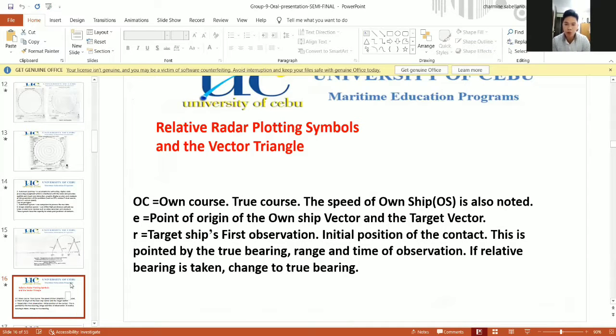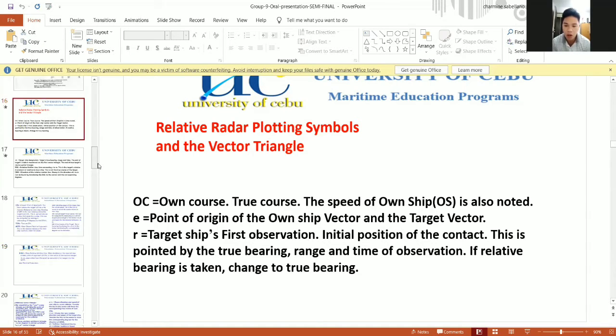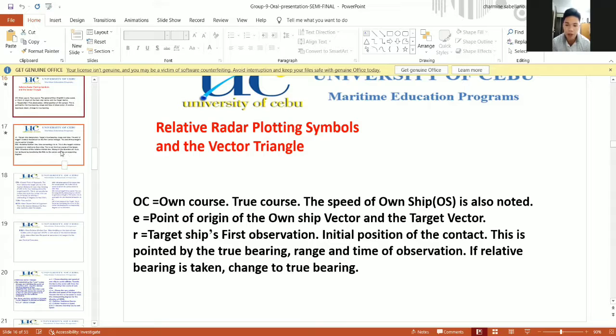Own course, true course, and the speed of own ship, OS. It is also noted as E, the point of the position of the own ship, Victor, and target Victor, R. Target ship's first observation, initial position of the contact. This is pointed by the true bearing, range, and time of observation. If relative bearing is taken, change to true bearing.